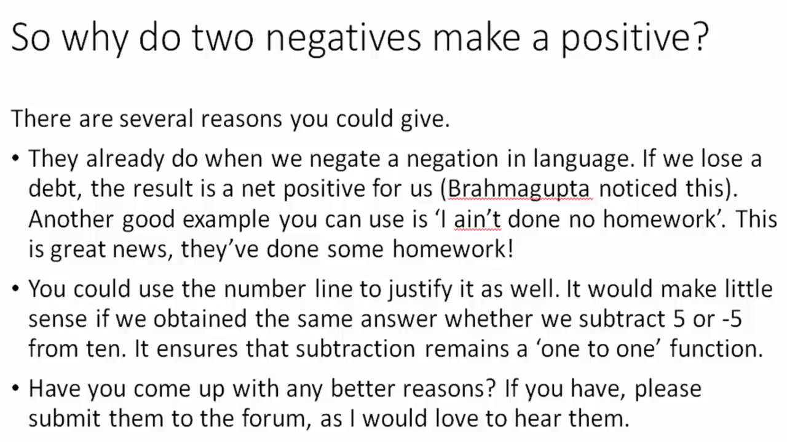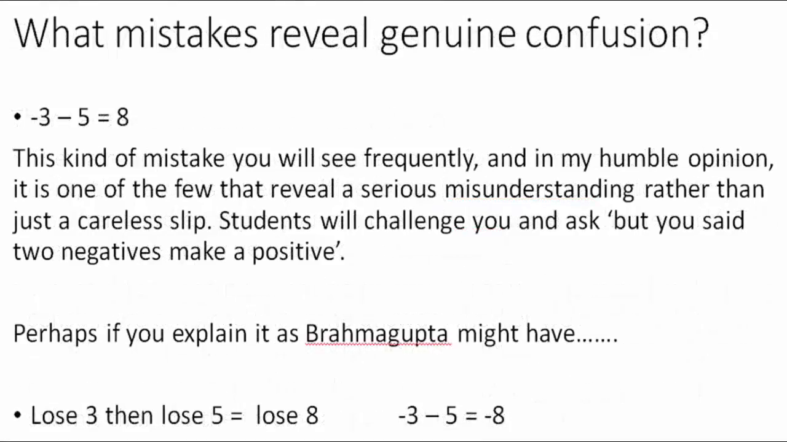Okay, let's talk about which of the 10 mistakes you picked for revealing genuine confusion. The one I've picked, and I reckon some of you would have got this, is -3 minus 5 equals 8. You hear that all the time, and you'll hear students say, but there's a double negative there. Surely that becomes positive. And it's a serious bit of confusion, this.